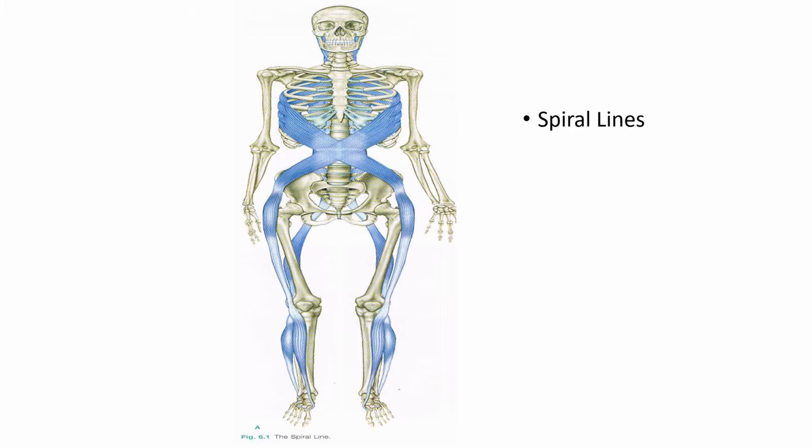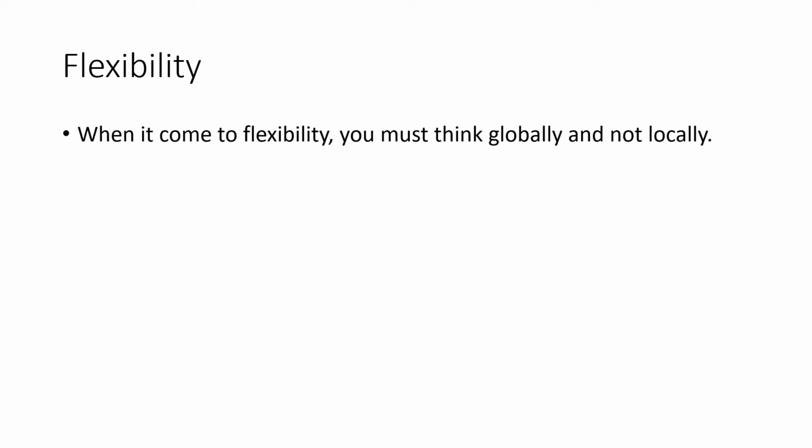So again, if I have any rotational issues up here, you can create problems further down into your hips or anything else. Or if I'm very tight on one side, it can prevent rotation happening in the upper body. So this is why it's so important that you're thinking of your body as one unit rather than an individual part. So when we think about flexibility, we must think globally and not locally.